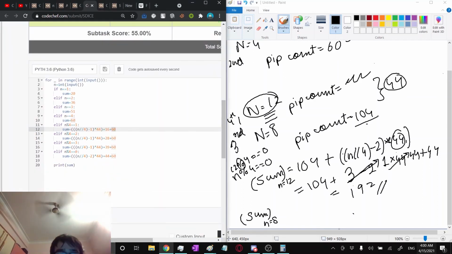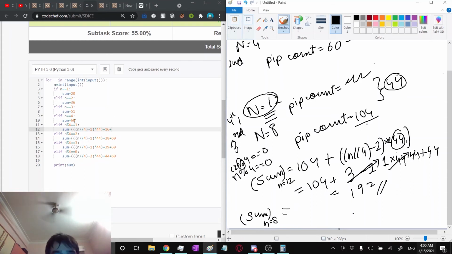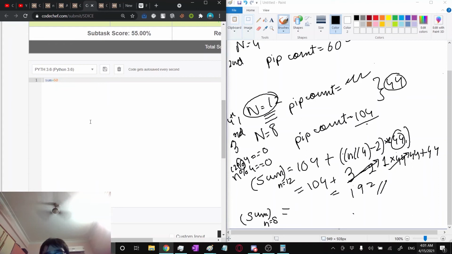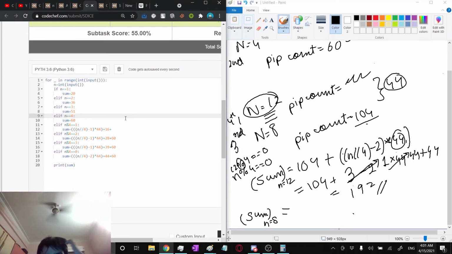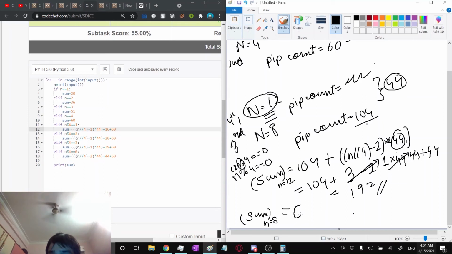For this, we will try this formula. Initially, we have to consider sum equal to 60, since it does not follow the pattern of this formula. So we take 60 as the base sum or initial sum, and then we add this formula to it.